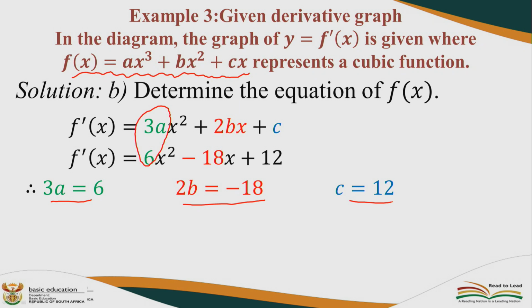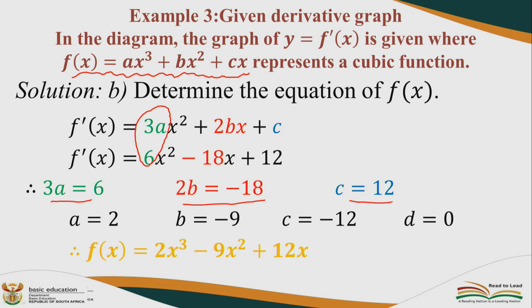So the value of a in this simplest method is 2, the value of b is negative 9, the c is 12. So hence we get our f of x to be equal to 2x cubed minus 9x squared plus 12x. Then we get our function like that. Here that's our diagram, the idea that we're going to be having something like this.